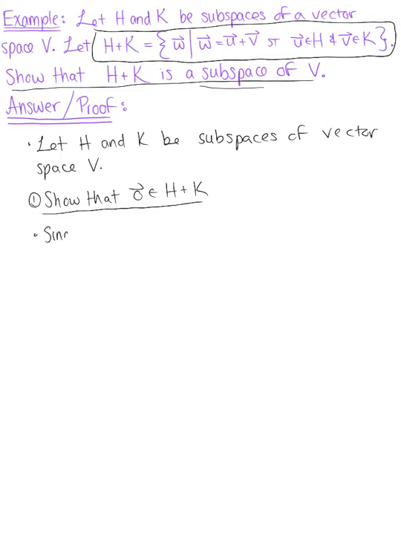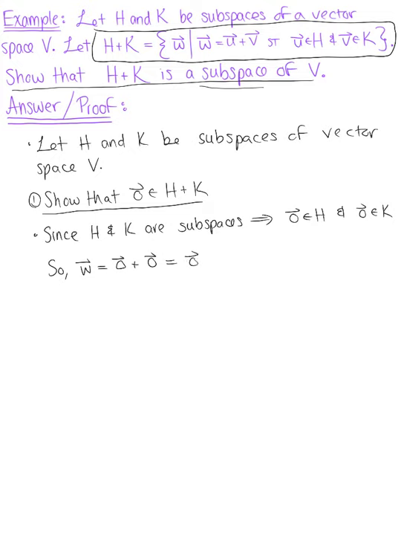And so since we know that H and K are subspaces, we know right off the bat that the 0 vector is in H and the 0 vector is in K. So if we define vector W as the sum of the 0 vector plus the 0 vector, this gives us the 0 vector, which is thus in set H plus K. So we have shown that the 0 vector exists in this set.